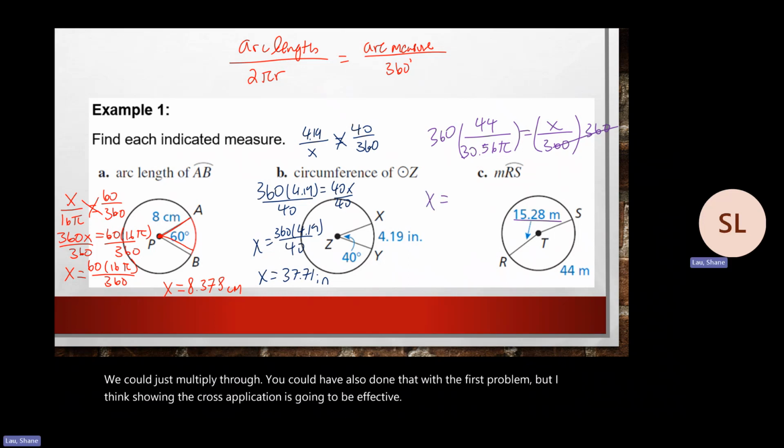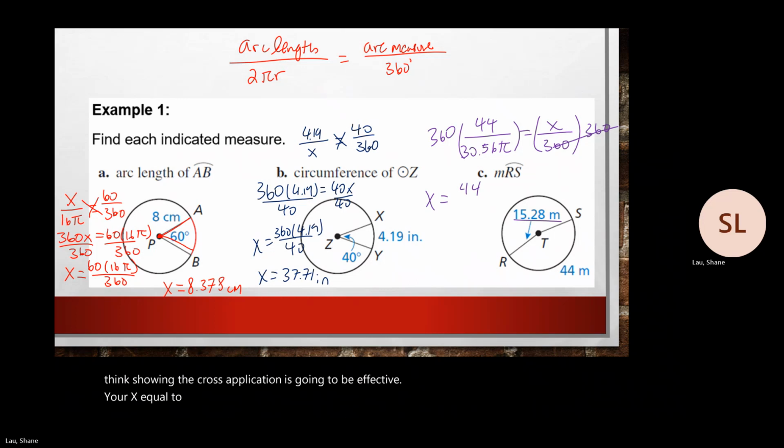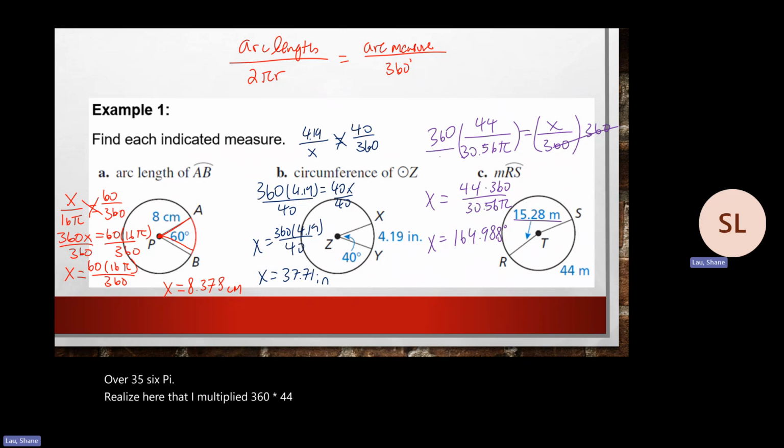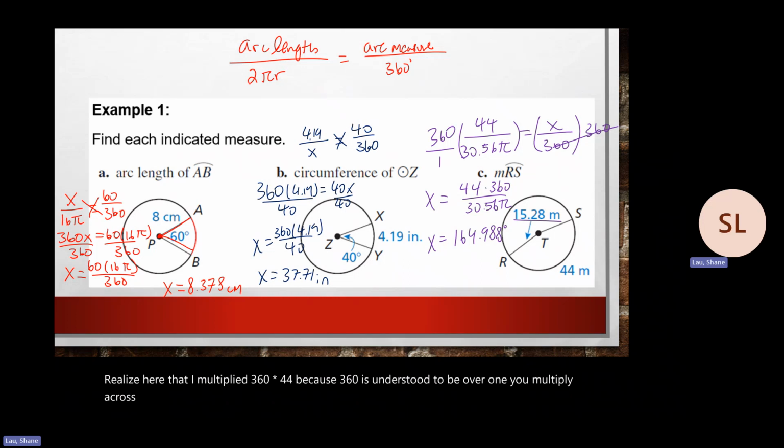X equals 44 times 360 over 30.56 pi. We get an answer of 164.988. Realize here that I multiplied 360 times 44 because 360 is understood to be over 1. You multiply across with fractions, and that's why we have this.